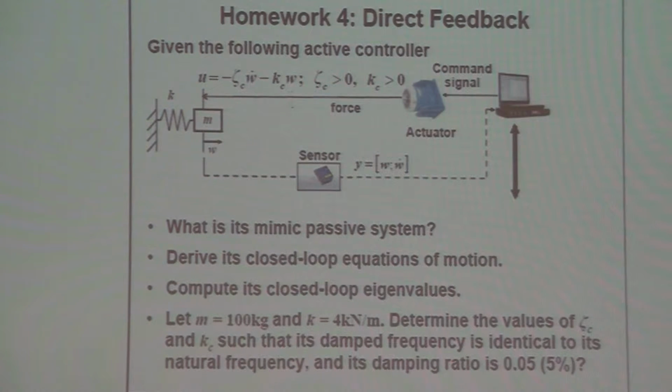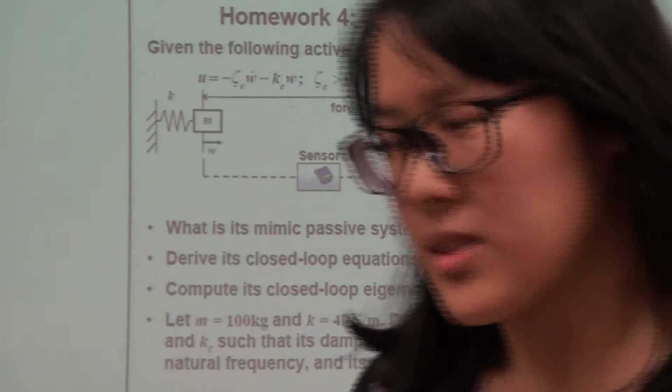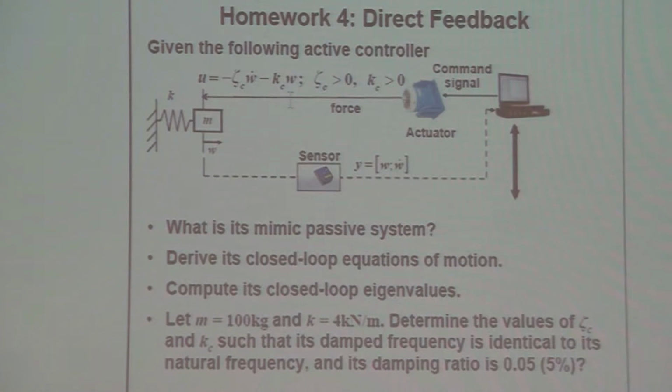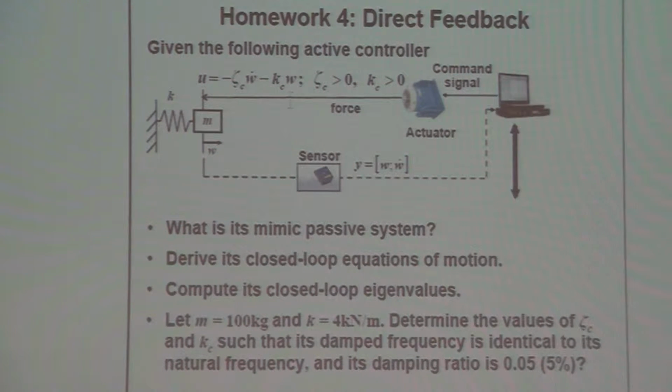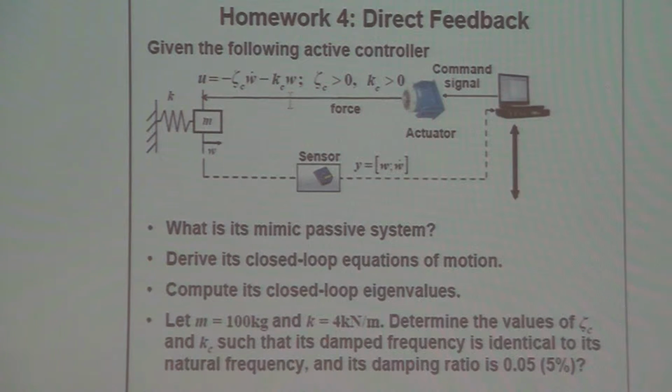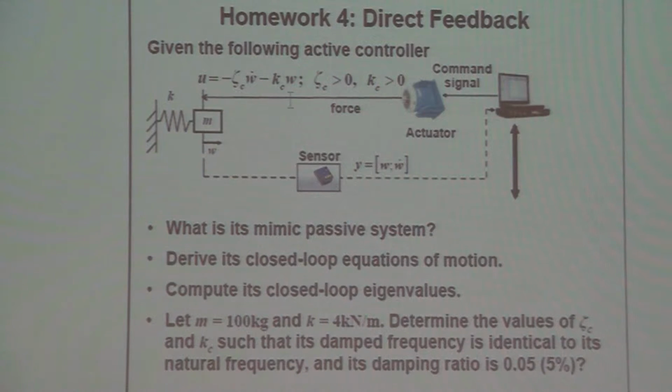Understand about that? So that means if I describe my closed-loop responses in terms of damped frequencies and damping ratio, then I can come back and compute what kind of gains zeta C and Kc I need to achieve my dynamic responses of the closed-loop system. Understand?